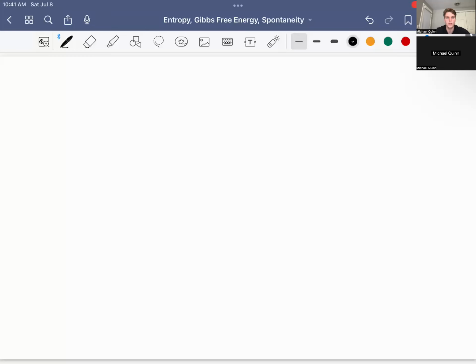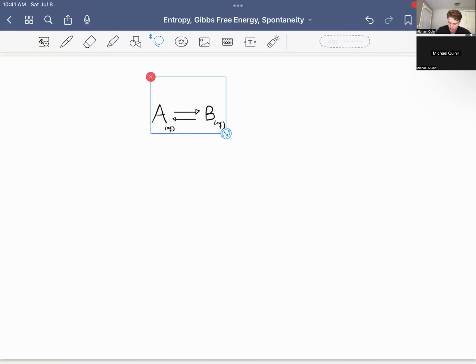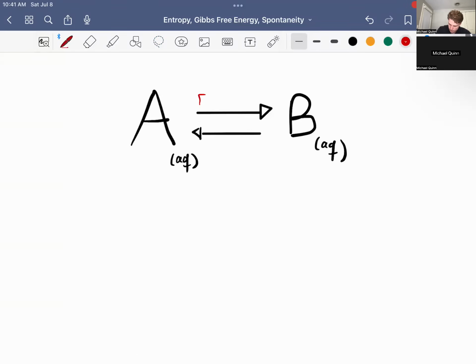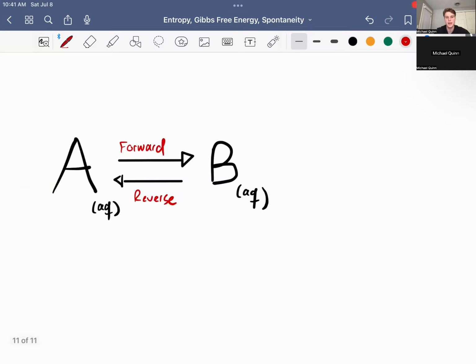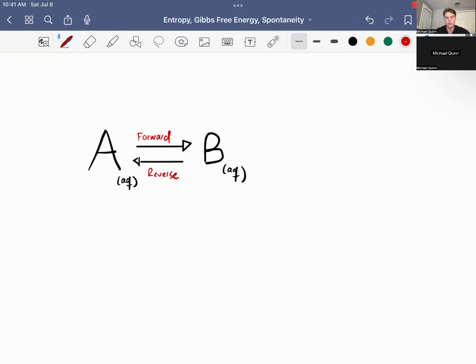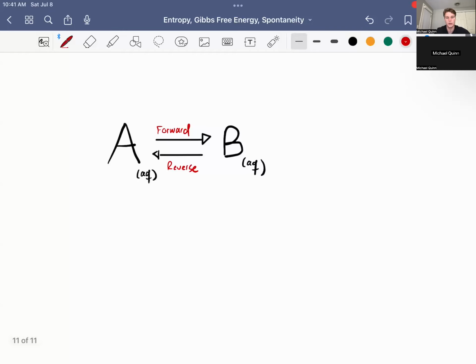Now that we know a little bit more about delta G, or Gibbs free energy, we need to see how this relates to Q versus K. So if we have an equilibrium reaction that can proceed in both the forward and reverse directions, meaning that A can proceed to B in the forward direction and B can proceed to A in the reverse direction, how will delta G and Q versus K relate?